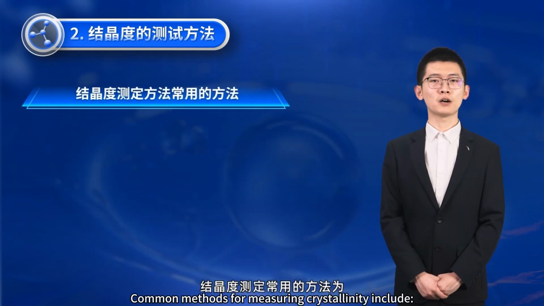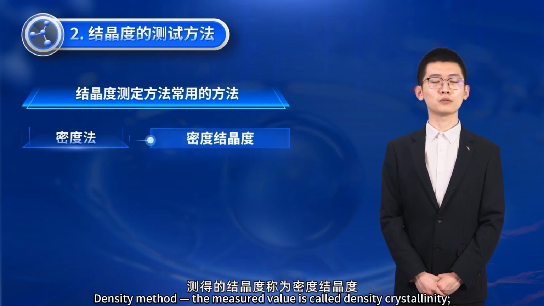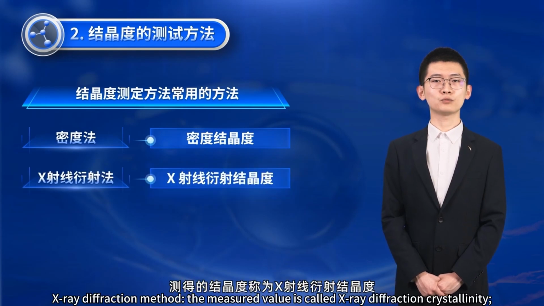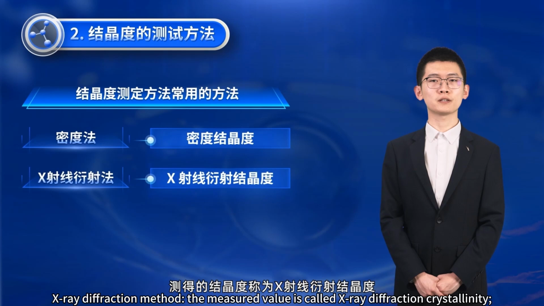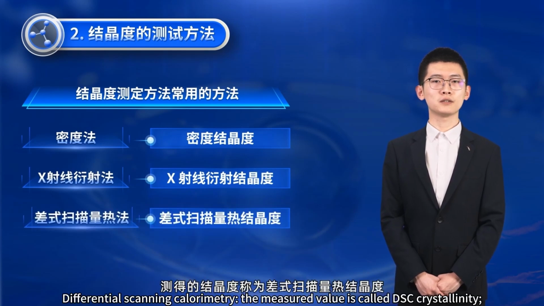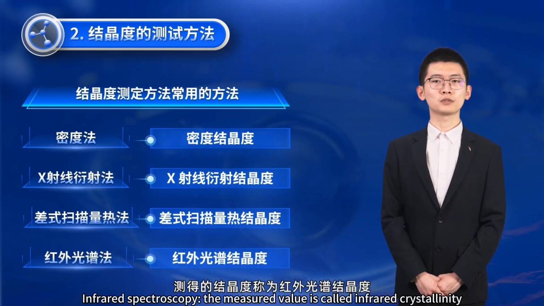Common methods for measuring crystallinity include the density method. The measured value is called density crystallinity. X-ray diffraction method. The measured value is called X-ray diffraction crystallinity. Differential scanning calorimetry. The measured value is called DSC crystallinity. Infrared spectroscopy. The measured value is called infrared crystallinity.